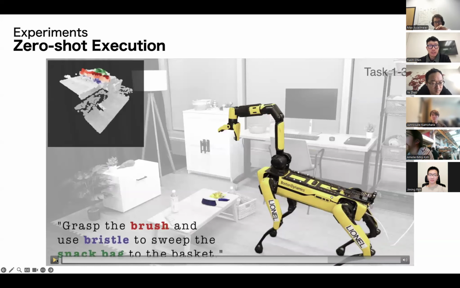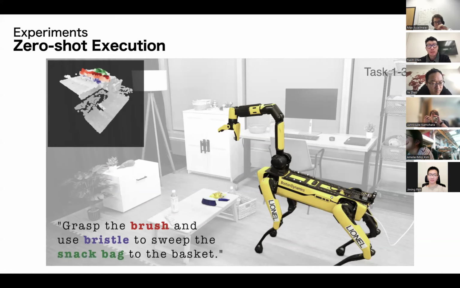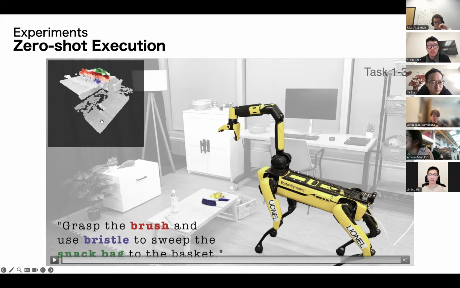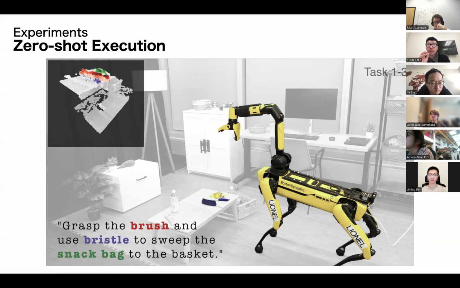And the third task is more long horizon, more complex. I try to just grasp the brush, and then use the bristle to sweep the snack back to the basket. In this case, you can see the grasp corresponding to this handle. The bristle is the function, how we're going to use a certain part of this object.